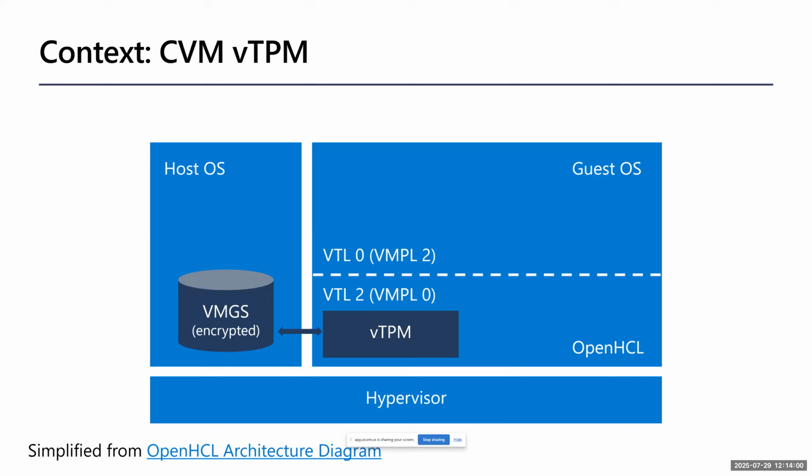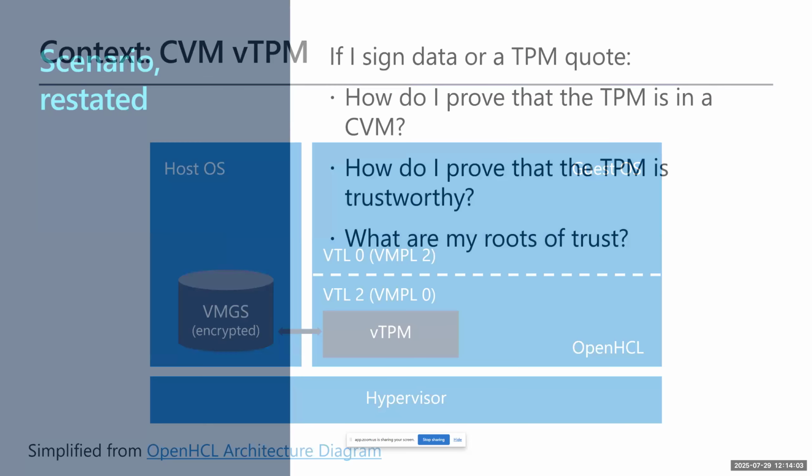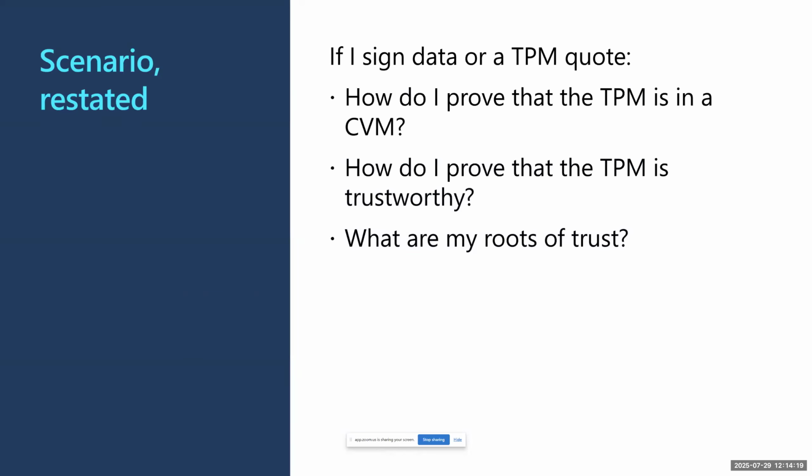Okay, so with all of the context information given out there, I'd like to circle back to the scenario that we were talking about and flesh it out and nail it down a little bit. Let's say I have some signed data or a signed quote from the TPM. How do I then prove that that TPM is in a confidential VM, and what this key is that the information is signed with? How do I prove that the TPM implementation itself is trustworthy? And in this scenario, what are the actual roots of trust that I have to rely on?